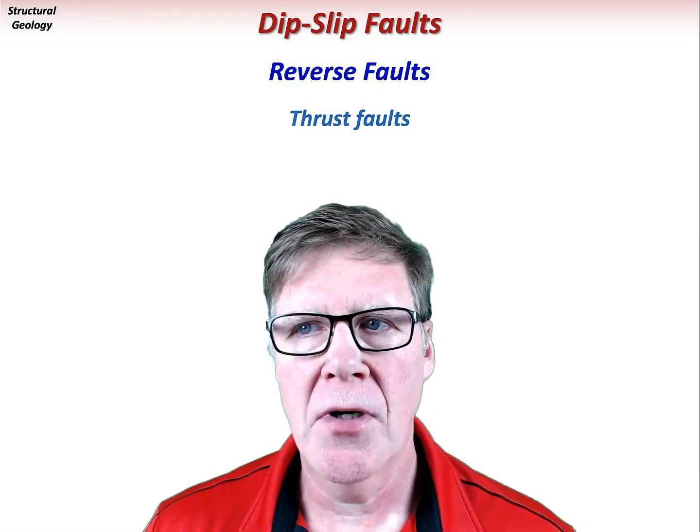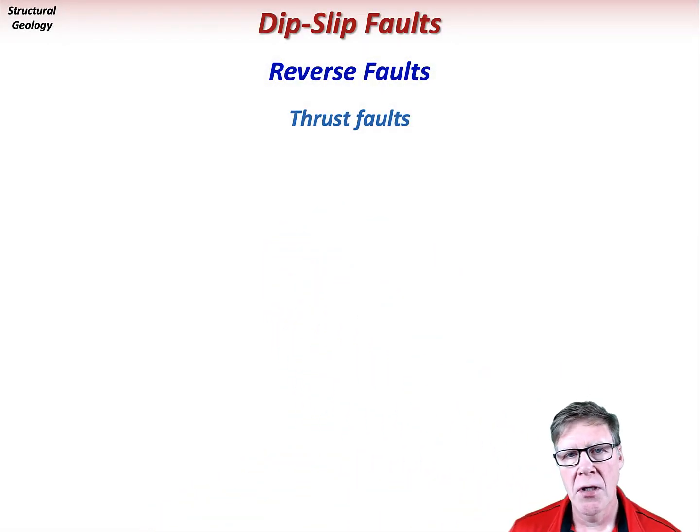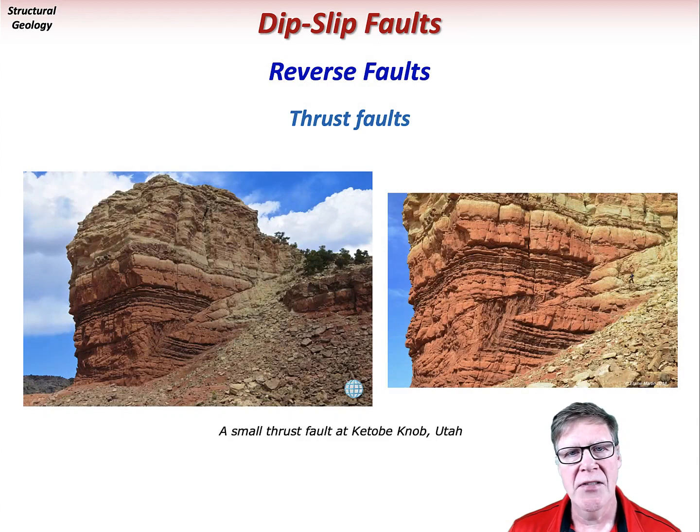This is an example of a super well-exposed thrust fault at Cathedral Knob in the San Rafael Swell area of central Utah. In the image on the right, note the human for scale.